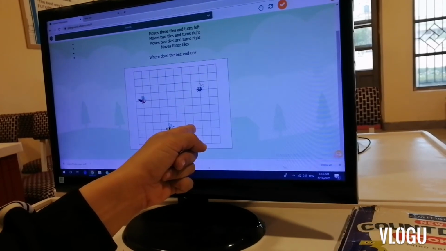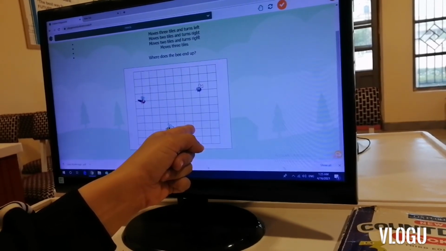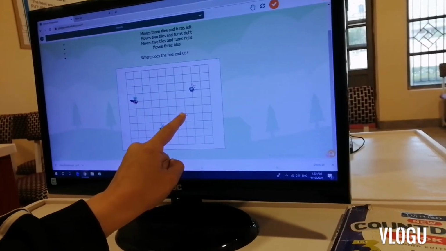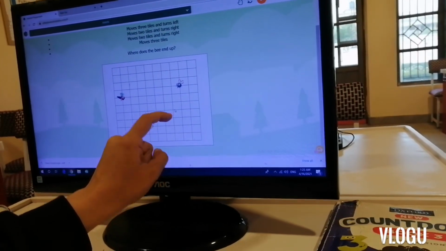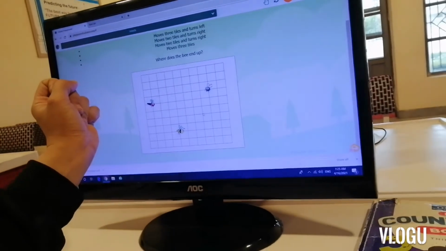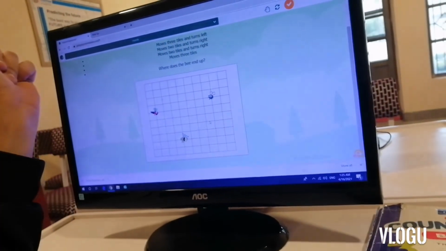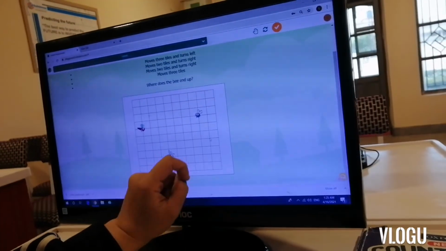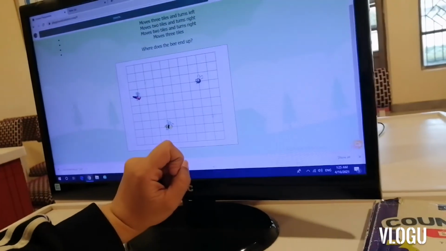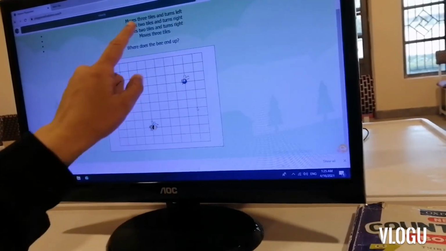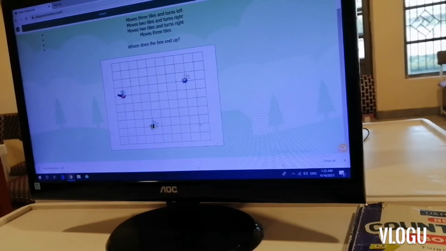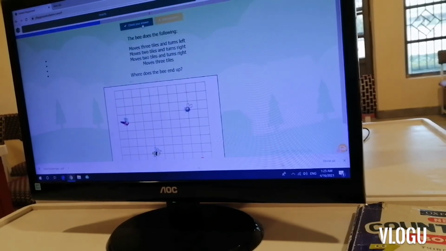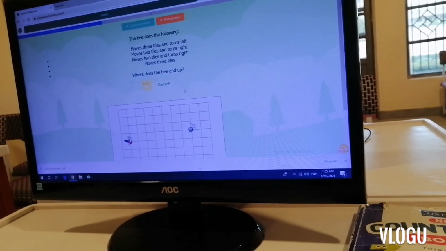Next is move 2 tiles and turn right. Here I move 2 tiles, 1, 2, and turn right. Just turn there. Move 2 tiles, the third 1, 2. So 2 tiles here and turn right. So turn here downward. Move 3 tiles then, 1, 2, 3. So I click on here and check your answer. It's totally correct.